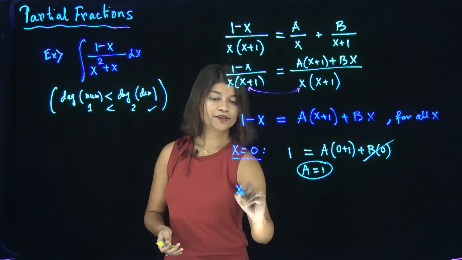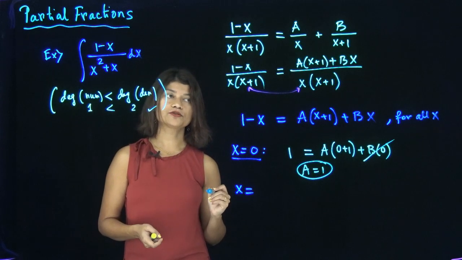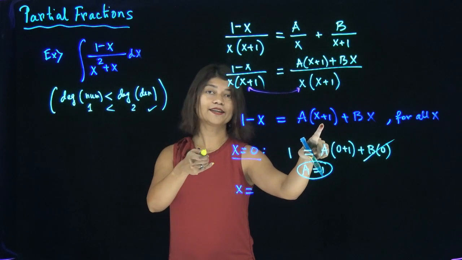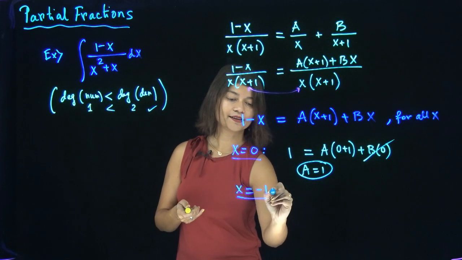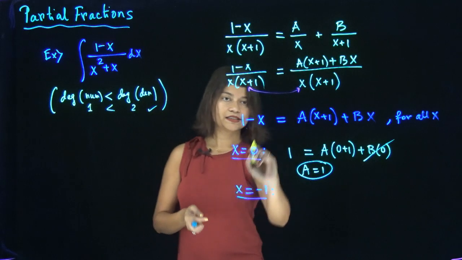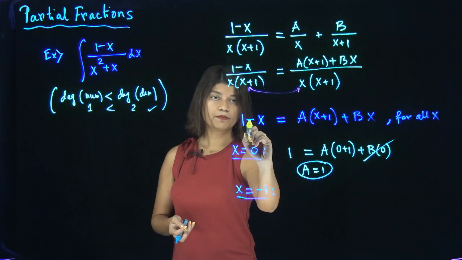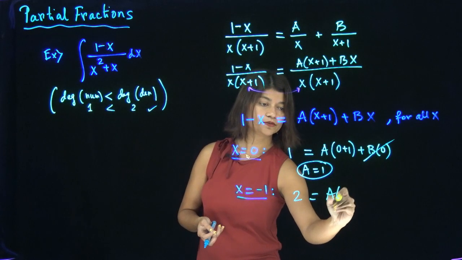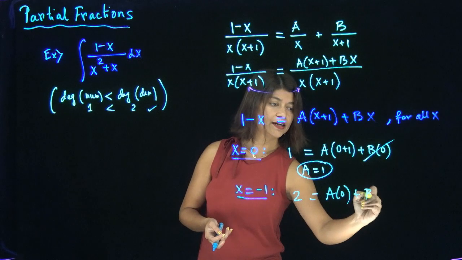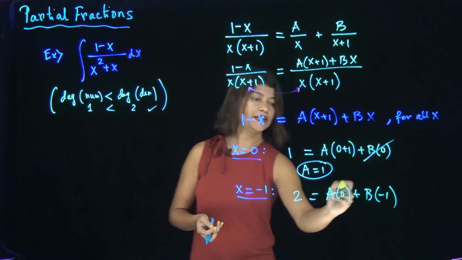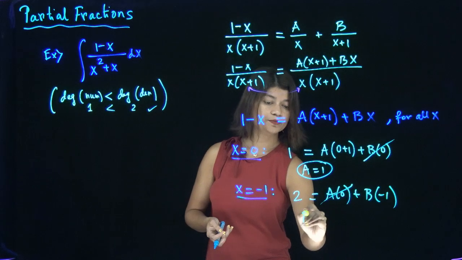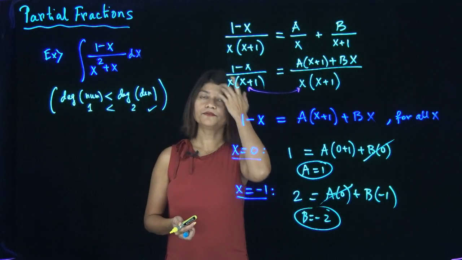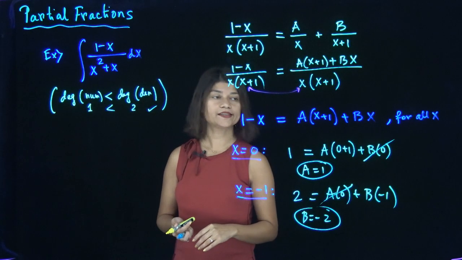Okay, next, can you guess what is the next x value I'm going to choose? Now I need to find B and I need to get rid of A. How to get rid of A? Plug in x equals -1, exactly. So let's see, plugging in x equals -1, be careful. 1 minus of -1, so that's a 2, is equal to, the A goes away, right? A times 0 plus B times -1. So A goes away, negative B is 2, so B is -2. See, I found both the constants A and B.